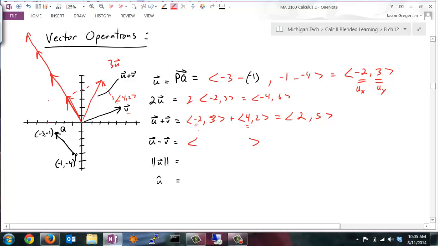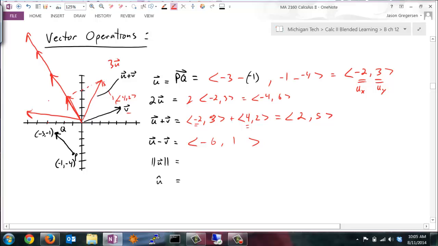What's u minus v? -6, 1. Absolutely. I just subtract their x values, subtract their y values in the appropriate order. I get -6, 1. What does that thing look like? Let's see, -6, 1 looks like 1, 2, 3, 4, 5, 6, and up 1. It looks like this vector.